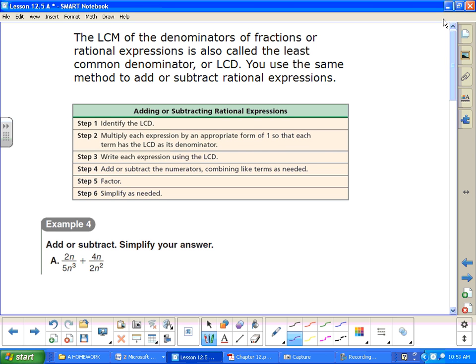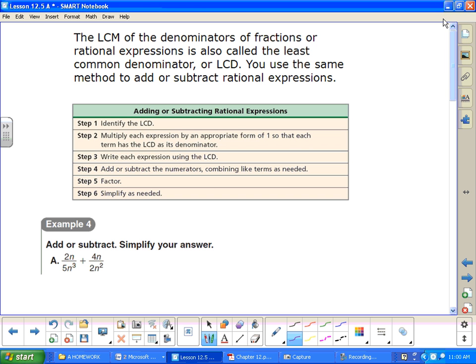Okay, so what if the rational expressions that I'm adding don't have a common denominator? Part of the reason why we did the least common multiples is because they're very similar to the least common denominator, which is what we need when we're going to add fractions that don't have a common denominator. So the first thing we need to do is find one. So we need to identify what the least common denominator is.